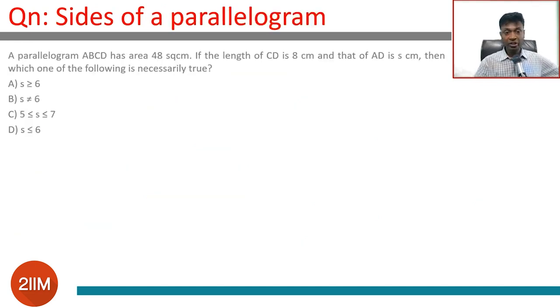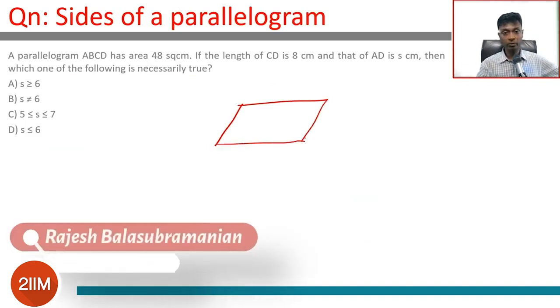A parallelogram ABCD has area 48 centimeters square. Fine. CD measures 8.